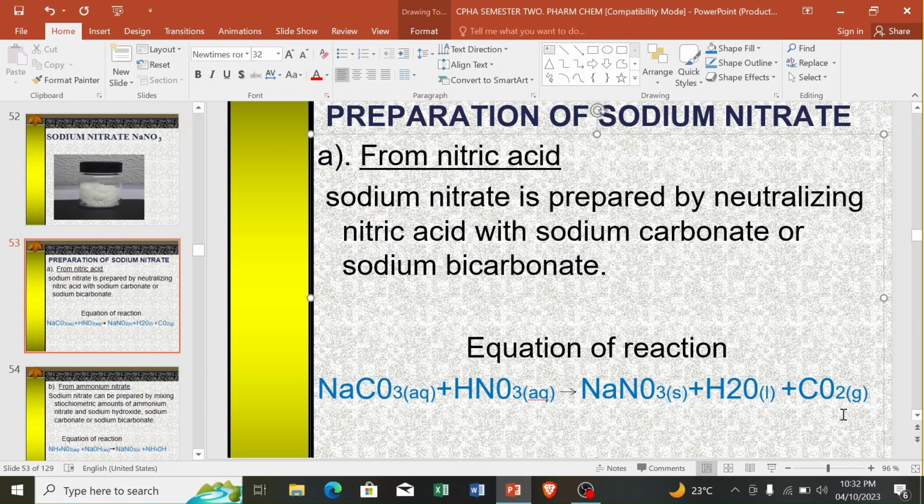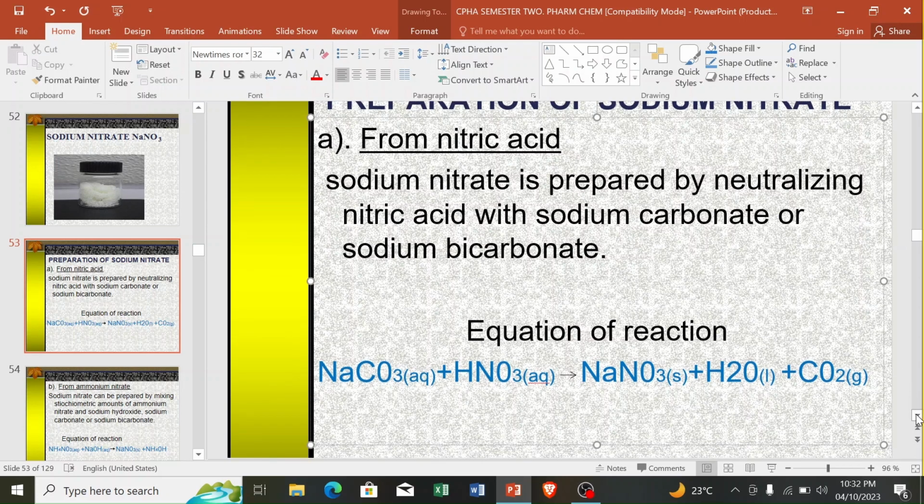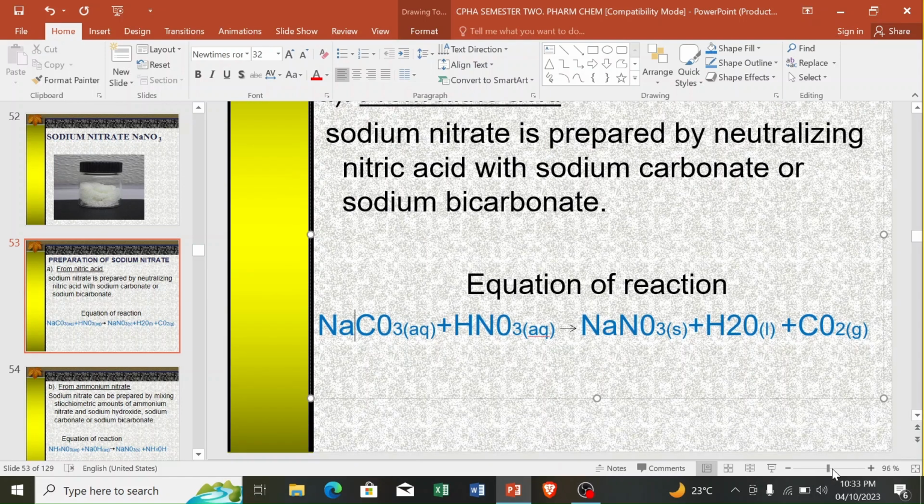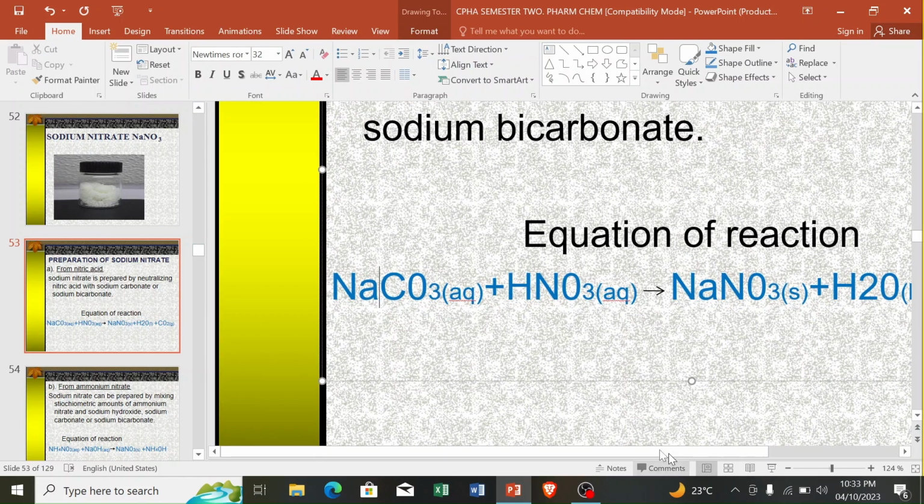So you need to know which reagent to use when you're identifying the gas evolved. So this is our equation of reaction. Let me try to zoom it. This is our equation of reaction.